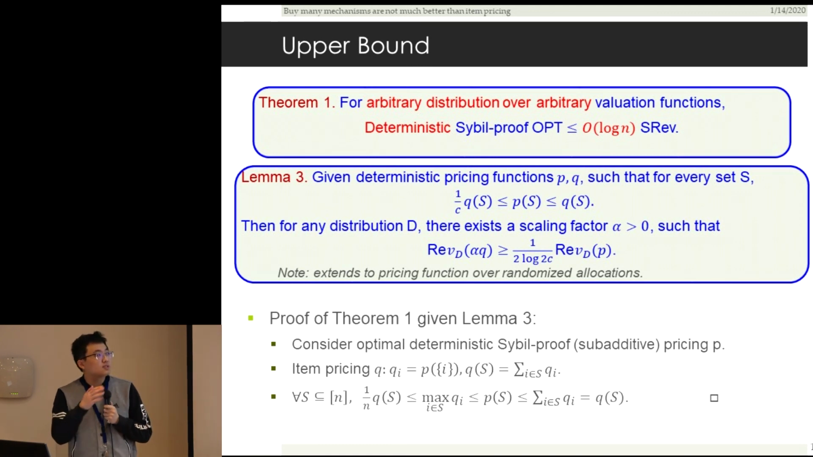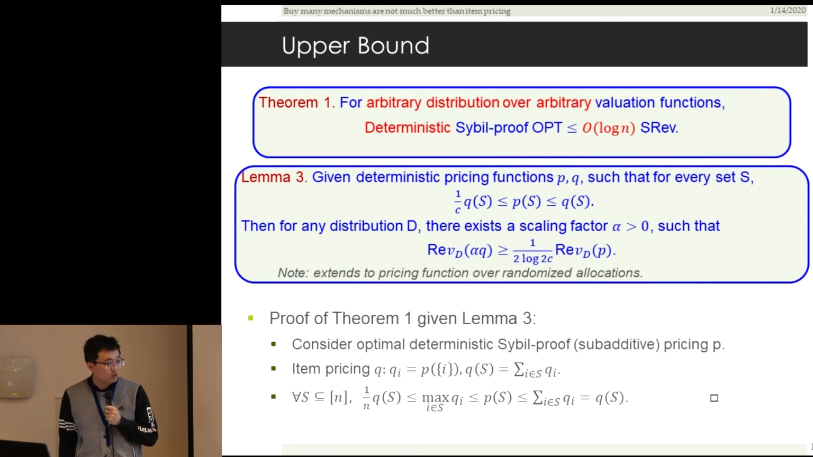So if we have this lemma, then theorem 1 will follow immediately. If we consider the optimal deterministic buy-many pricing P, it is a monotone subadditive function, and we will define the item pricing Q such that Q_i is just the price of the singleton set of P. Then on one hand, since P is subadditive, then P of S is upper bounded by the sum of Q_i, which is Q of S.